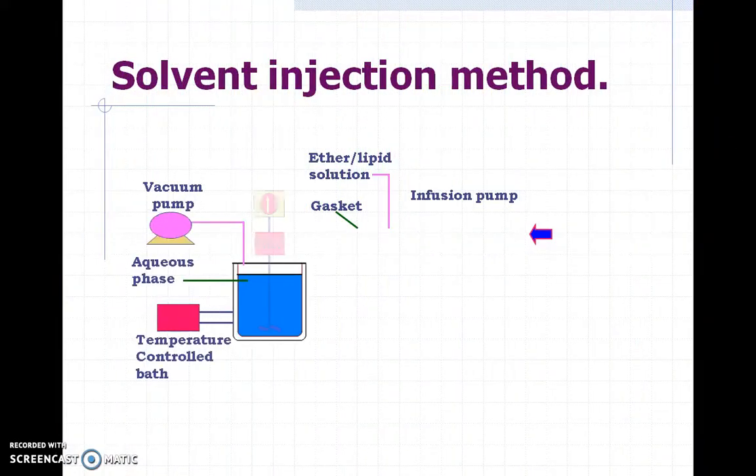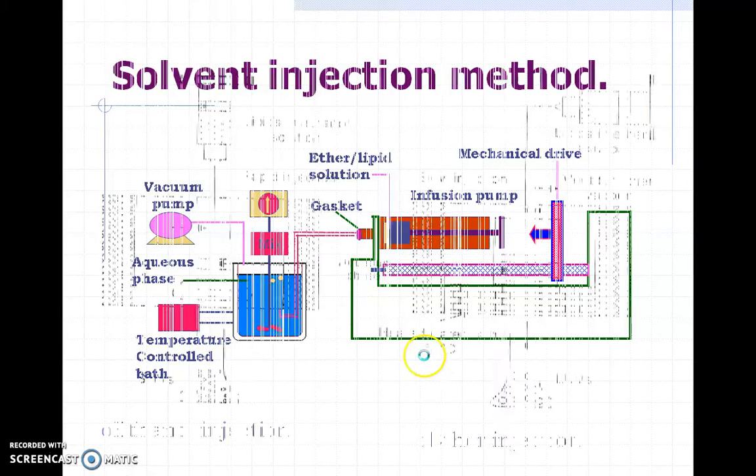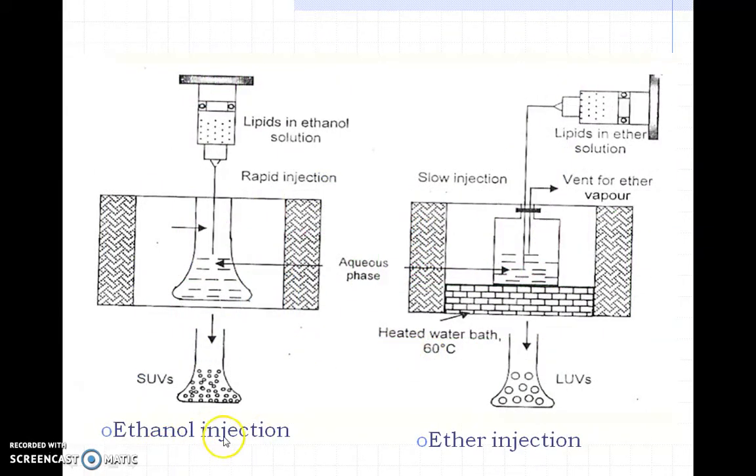Next method of liposome preparation is solvent injection method. In this method the lipid is dissolved in an organic solvent and it is injected in an aqueous medium which is kept at continuous agitation and at controlled temperature. So solvent injection method is again of two types. First it is ethanol injection method and another is ether injection method.